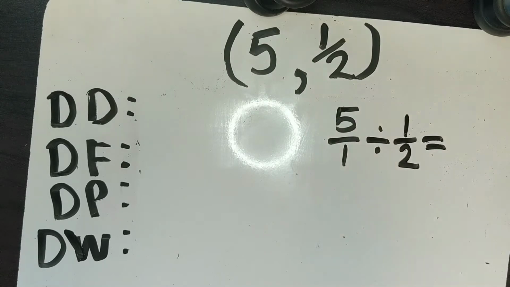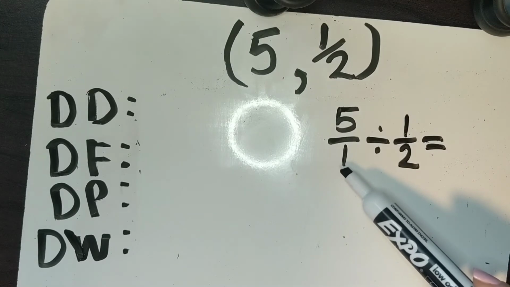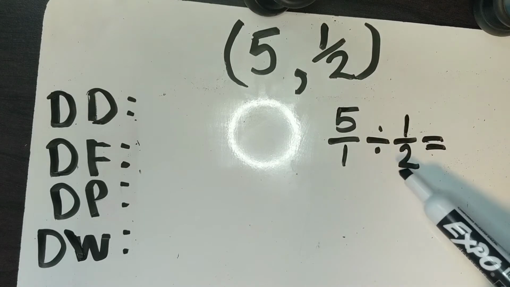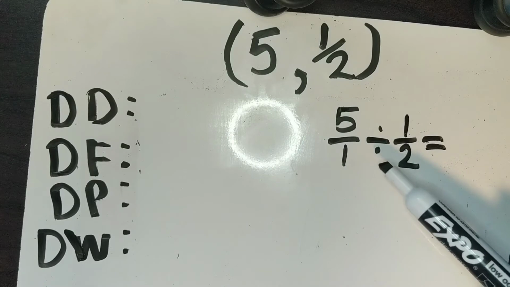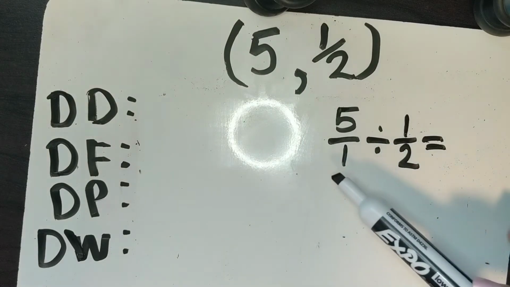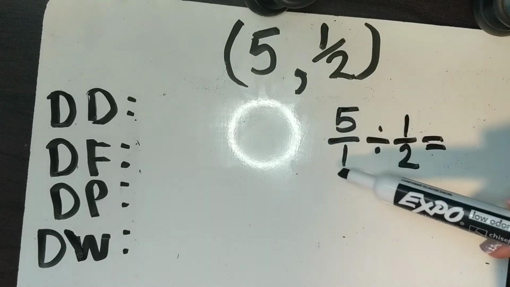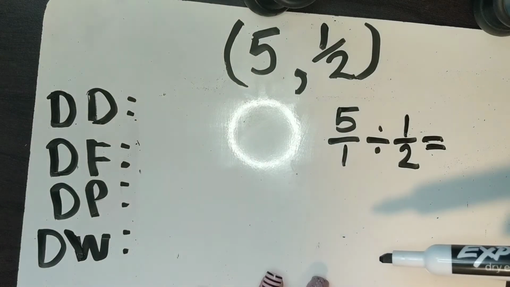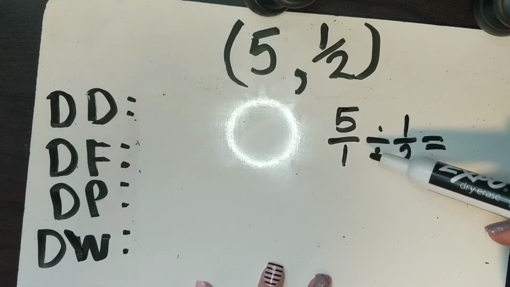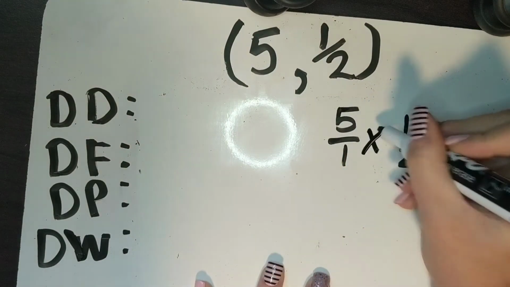You have to keep the first fraction how it is. Now here, because we had a whole number and we're also dealing with a fraction, I went ahead and put that whole number over 1 so that I have a fraction divided by another fraction. So the rule for dividing fractions is that I'm going to keep my first fraction, leave it there, don't do anything to it. Then I'm going to take this operation of division and I have to change it to multiplication.